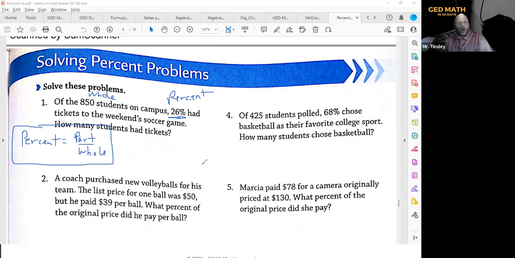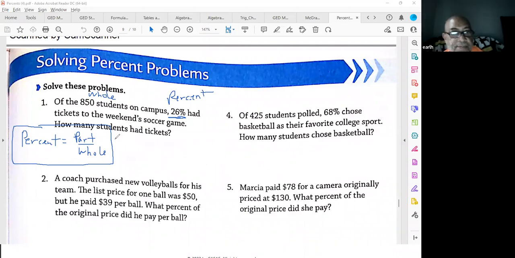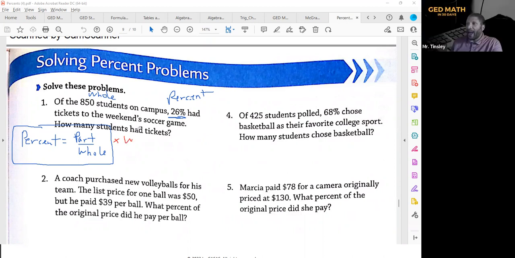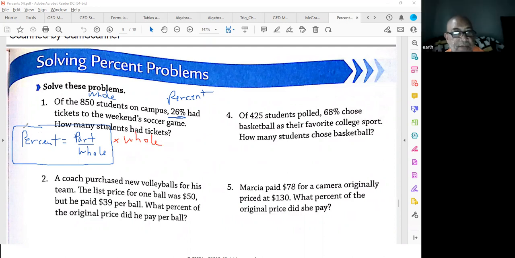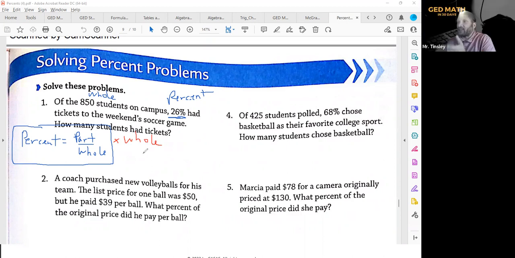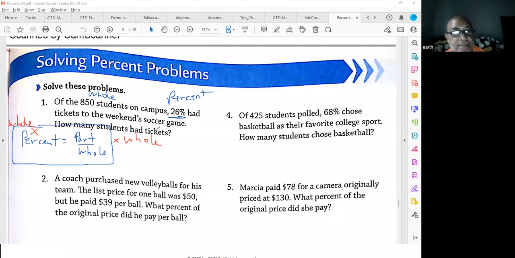So, in order to get part by itself, I need to get rid of whole. Well, right now, part is being divided by whole. What's the opposite of division? Multiplication. So, in order to get rid of whole, I got to multiply by whole. Whatever you do on one side, you do on the other. So, if I multiply by whole on the left side, I got to multiply whole on the right side. What is whole over whole? They cancel out.